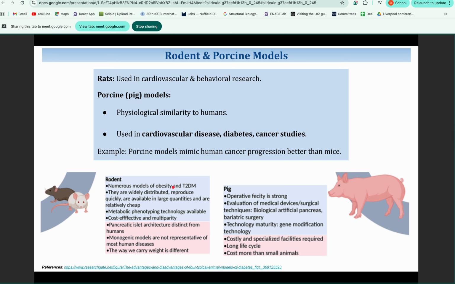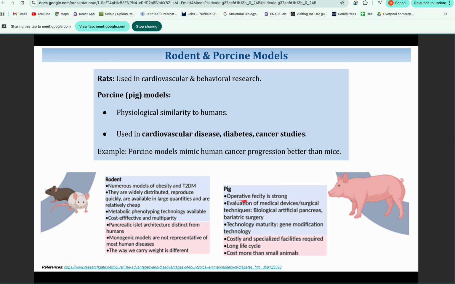Numerous models of obesity and T2DM have been performed on rodents. They are widely distributed and reproduce quickly, they are available in large quantities, and they are relatively cheap. Metabolic phenotyping technology is available, and they are cost effective and multiparous. So these are some of the applications. Now some of the cons: pancreatic islet architecture is distinct from humans. Monogenic models are not representative of most human diseases. The way we carry weight is different. So these are some of the cons, and these are some of the pros.